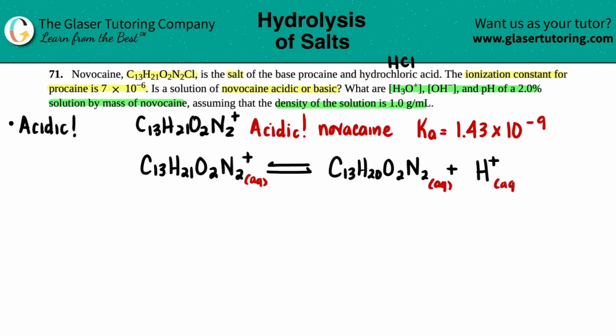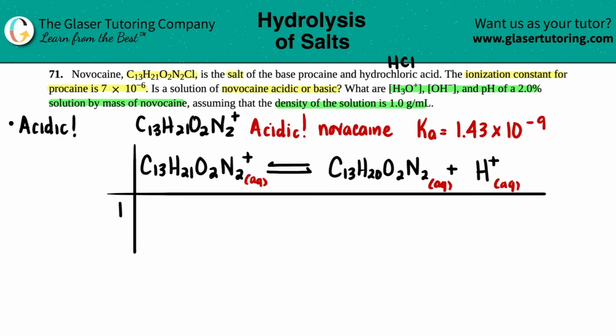And we're going to use that in our Ka expression. All right, so we're getting there. Now, if we're going to set up an ICE table, we need to know initial concentrations. But the only thing that they told me was that I had a 2.0% solution by mass of the Novocaine. That's not good enough. Remember, when we do the ICE table, and maybe I will actually do that just so that I can show you what I'm talking about.